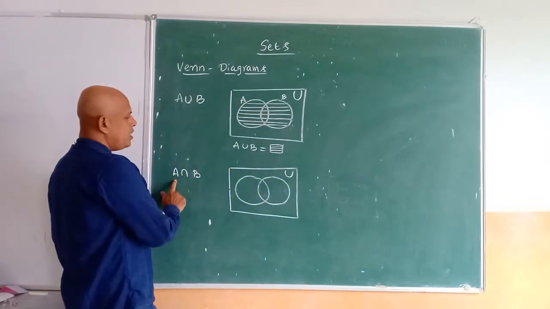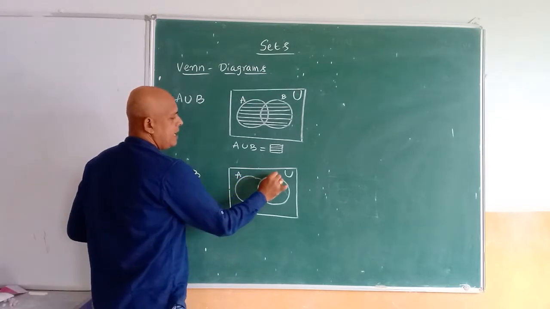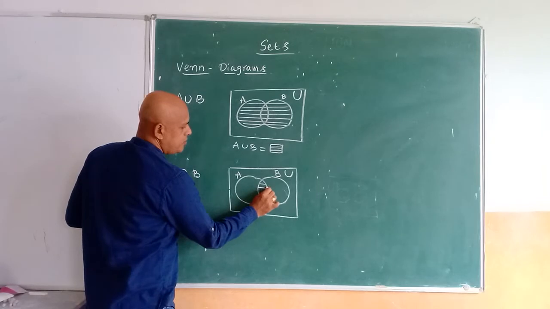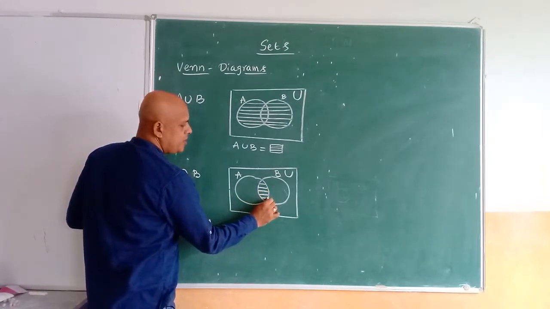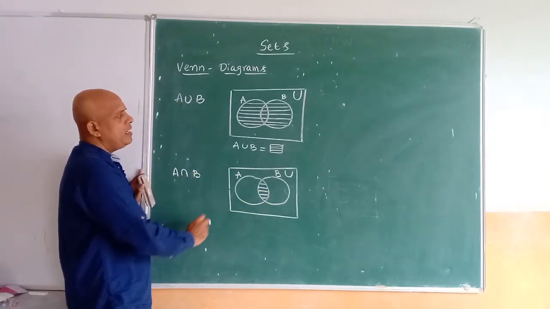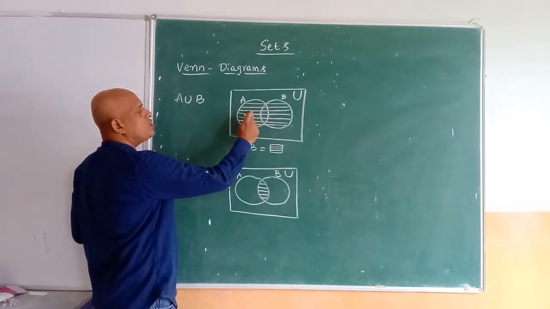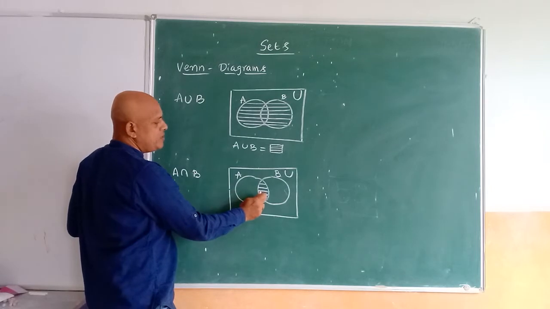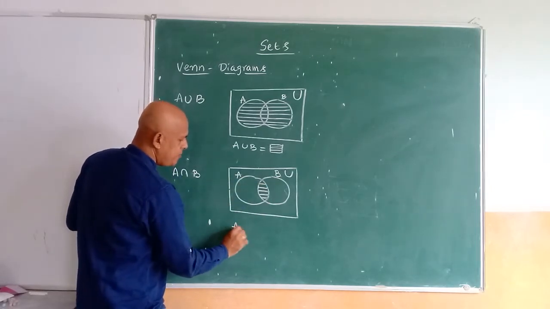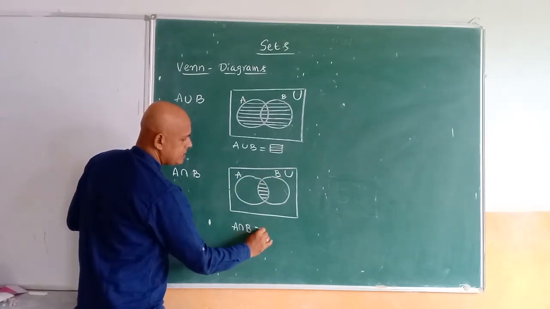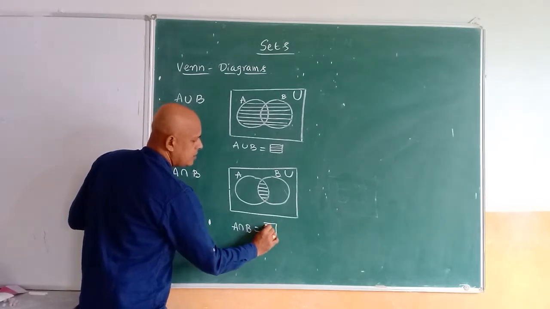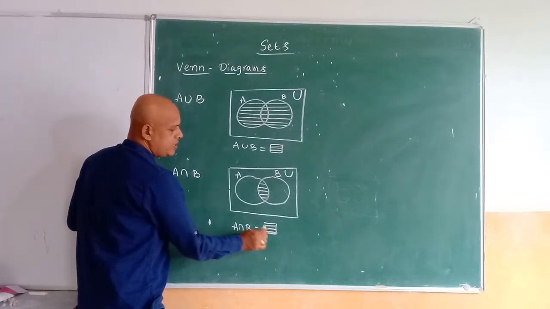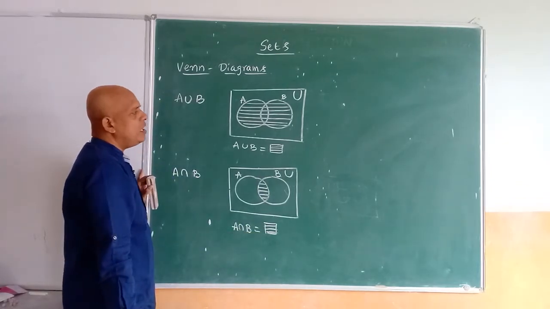So here, for A intersection B, this is set A and this is set B, and this is the A intersection B. A intersection B means the common elements in both A and B. Here A union B means all the elements belonging to A as well as B. A intersection B means only the common elements which are in A and B. It can be written as A intersection B is equal to this; we can take it vertical or horizontal also. So this is A intersection B when the elements are not given.